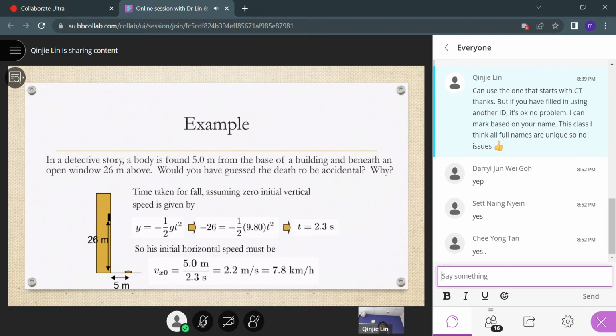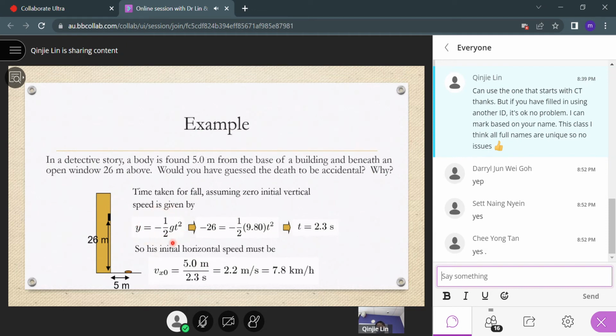In a detective story, a body is found 5 meters from the base of the building and beneath an open window 26 meters above. Would you have guessed the death to be accidental and why? So something like this is actually projectile motion, something that is thrown. So it has some x velocity, you also have some y velocity, right? So this is the way to solve it. Time taken for the fall, assuming 0 initial vertical speed. That means for the y axis, we assume it starts from rest, free fall. So you are going to get something like that.